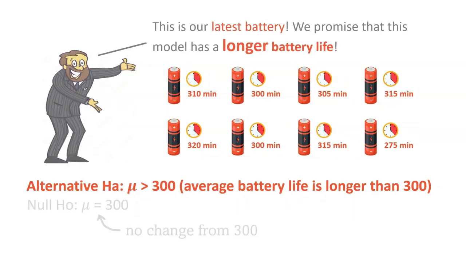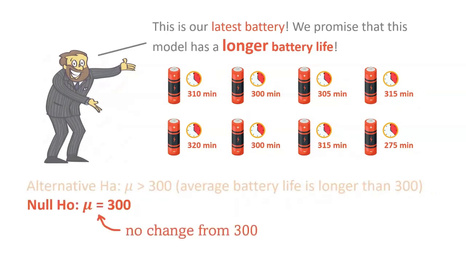We can use the expression mu is greater than 300. This is one-tailed because the direction is positive, or to the right. What is the null hypothesis? Always use an equal sign for the null hypothesis, that the mean mu is 300 minutes.